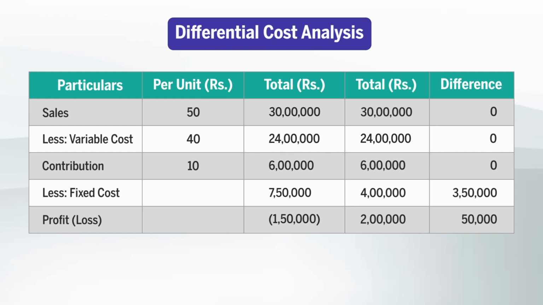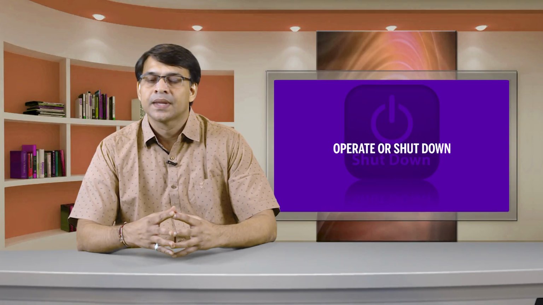So let us conclude the example. From the differential cost analysis, it is clearly seen that due to avoidable fixed cost of rupees 3,50,000, there would be a profit of rupees 2 lakhs instead of the loss of rupees 1,50,000 if the firm operates the plant.